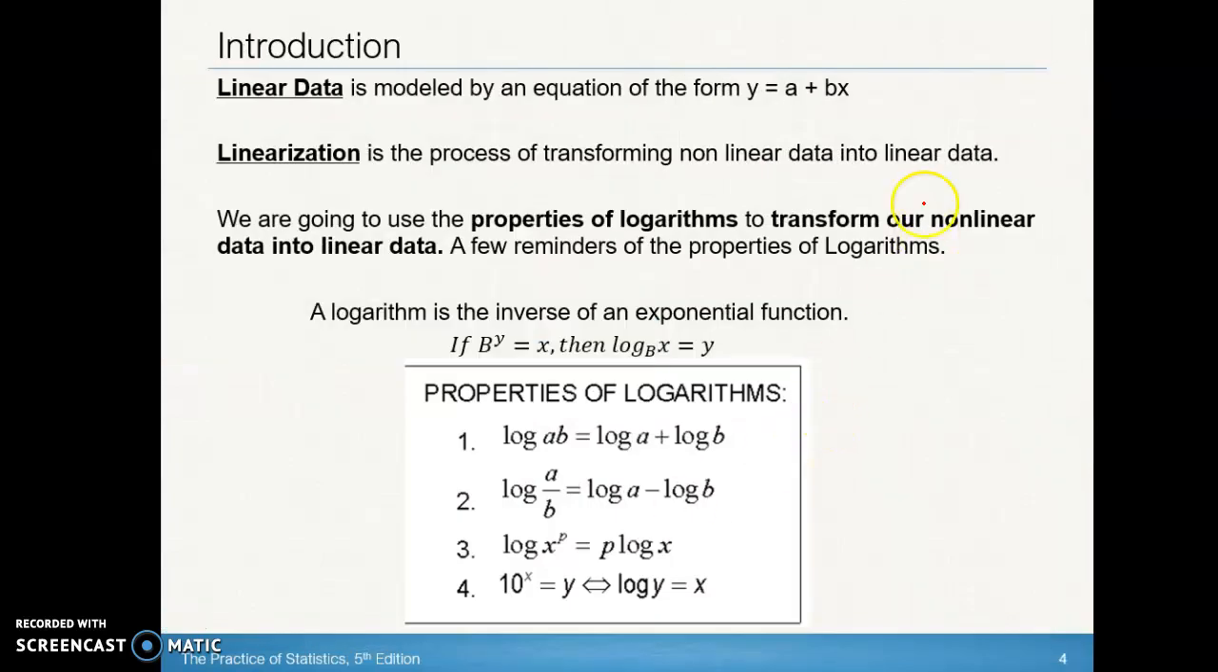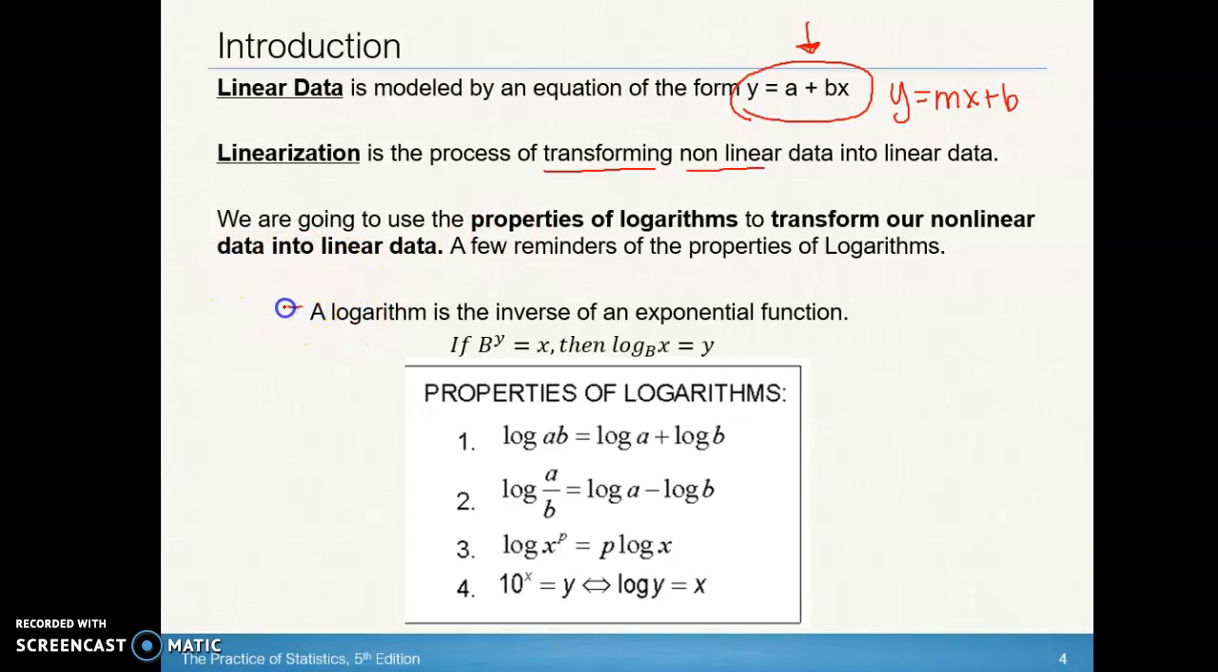All right, so let's just take a minute and review what linear data looks like. Linear data is always in the form y equals a plus bx in statistics, or y equals mx plus b. Okay, either way is totally fine, but in statistics, you will most likely see the y-intercept first and then the slope and then x, okay? So the word linearization is the process of transforming data. In our case, it's going to most likely be curved or nonlinear data into linear data. It's pretty cool. We're going to use the properties of logarithms to transform our nonlinear data into linear data.